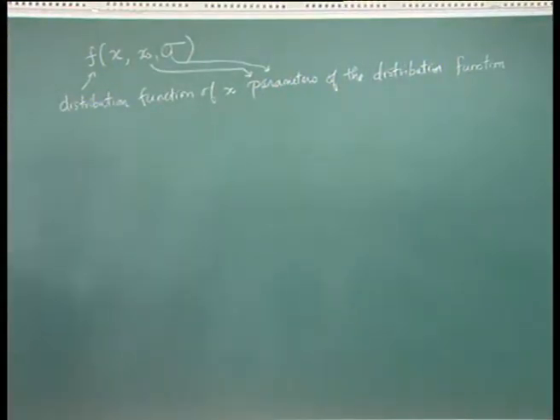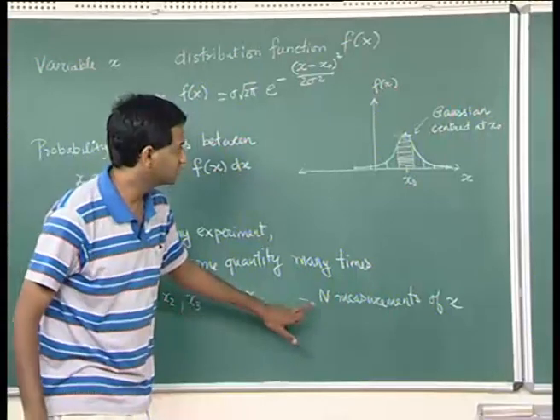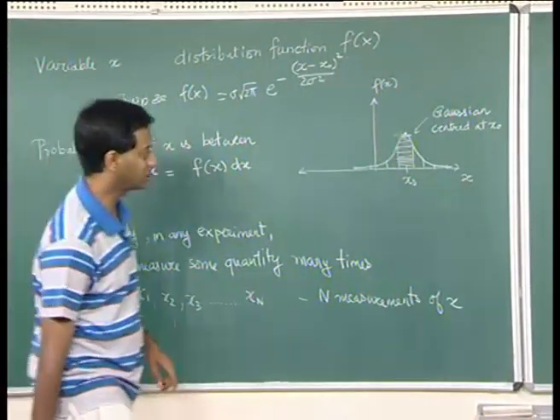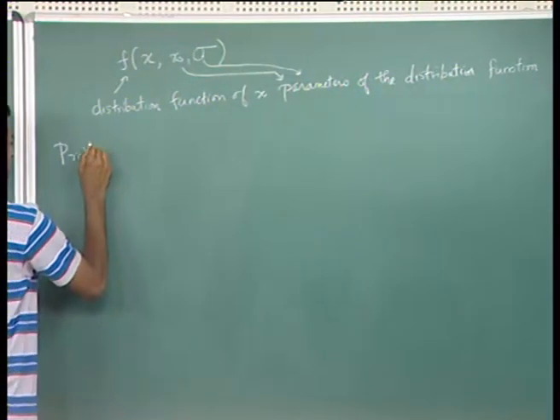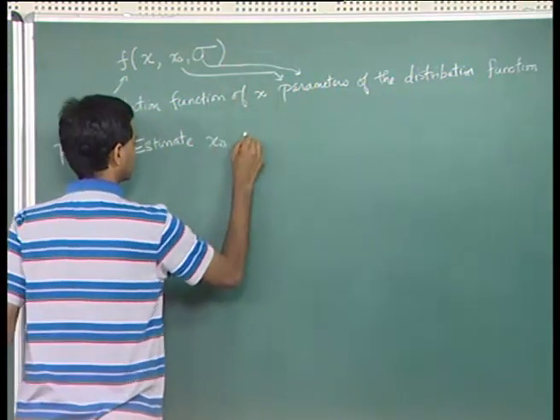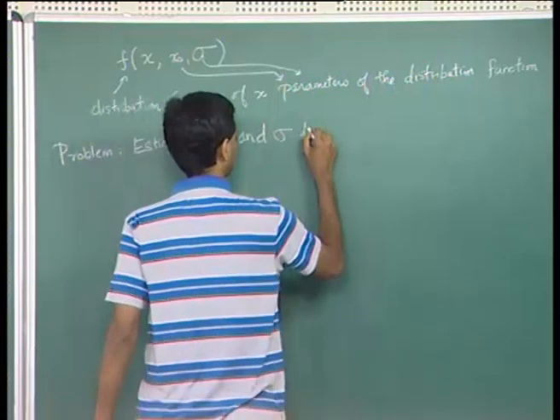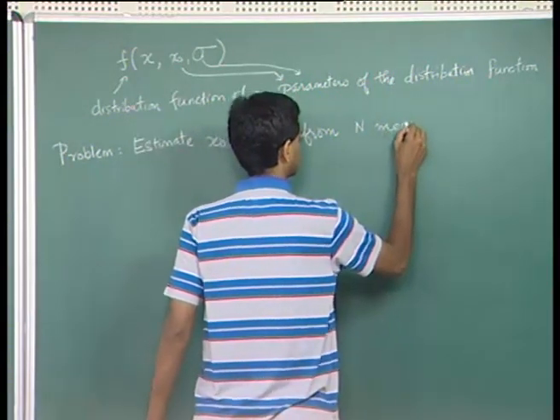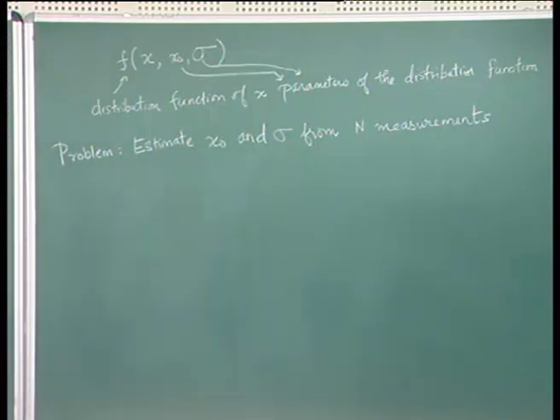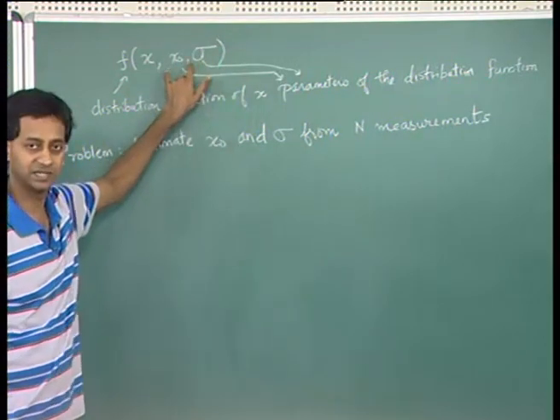Okay. So now your problem is basically you want to estimate these parameters from these n measurements. So the problem is to estimate x0 and sigma from n measurements. In some sense, the goal of your experiment is to get the values of x0 and sigma.